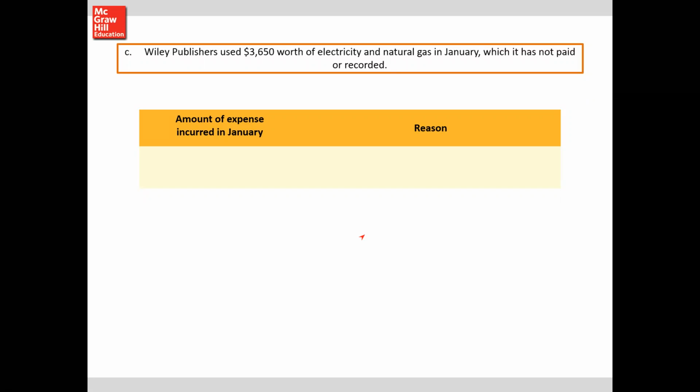The publishers used $36.50 worth of electricity and natural gas in January, which has not been paid. Well, they've incurred it. So January, they're in revenue. So this expense should be matched against the January revenue. So all of this should be recorded as an expense. William Smith Company received and paid in January an invoice from a consulting firm for services received in January. So again, all of this was pretty much a cash payment for an expense that was incurred in the same month. So all of that would be an expense.